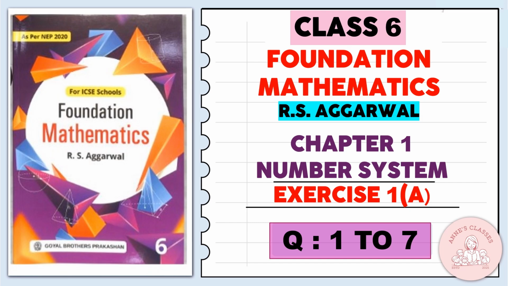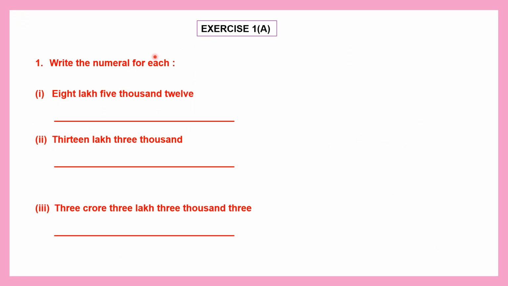Let's do chapter 1, number system, exercise 1A. Exercise 1A, question 1 says write the numeral for each. So we have been given number names and we have to write the numeral. So let's read question 1. It says 8 lakh 5,012. So when you see lakh, you can understand that this is the Indian system of numeration.